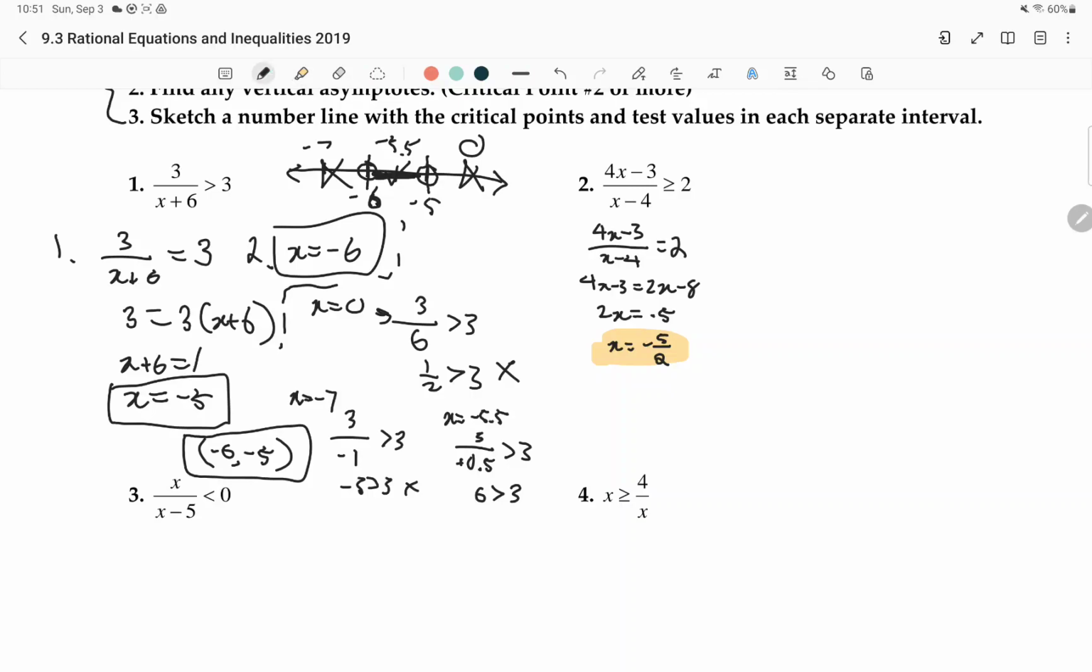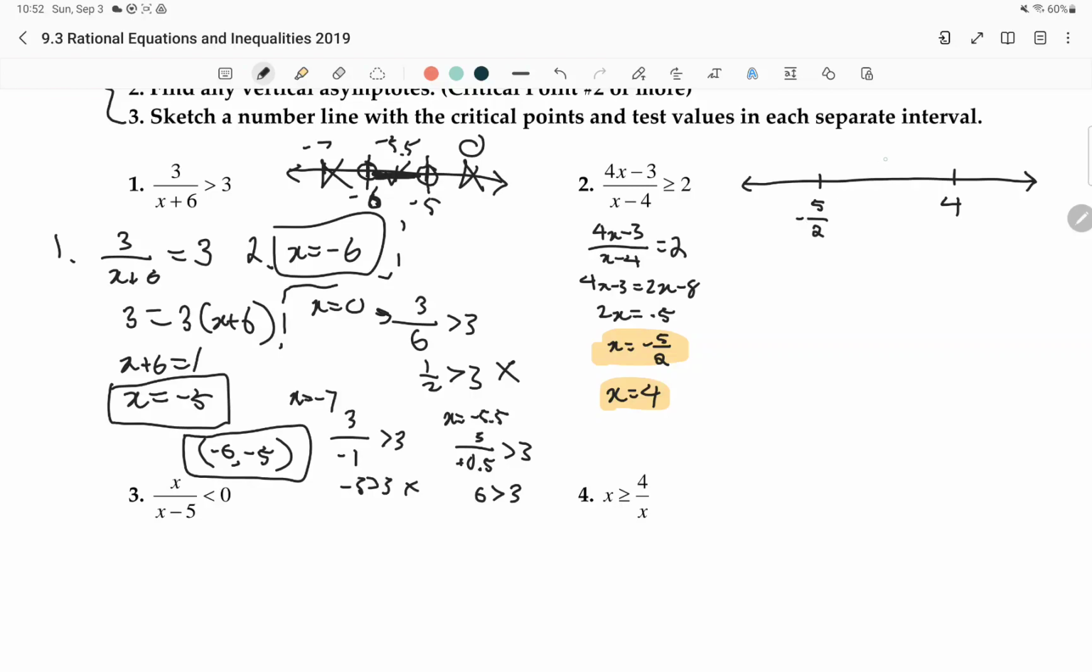Alright, then we're going to have our vertical asymptote at x equals 4. So x equals 4 is our second one. Because that's a vertical asymptote, it will never reach that value. And those are our only 2. So we're gonna draw our number line now. Here and here. We're just gonna do 4 first actually, and then -5 over 2.